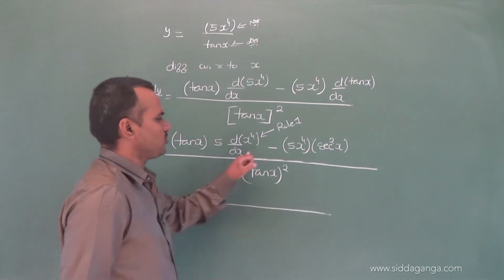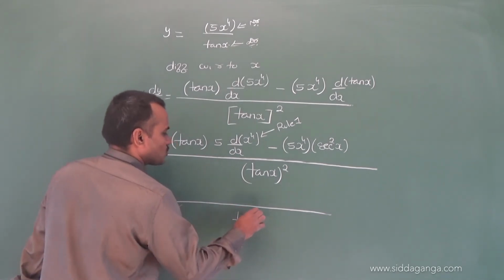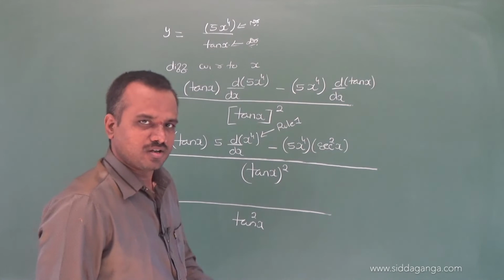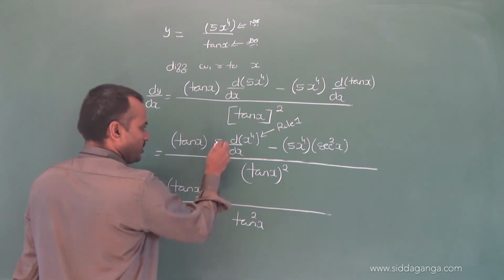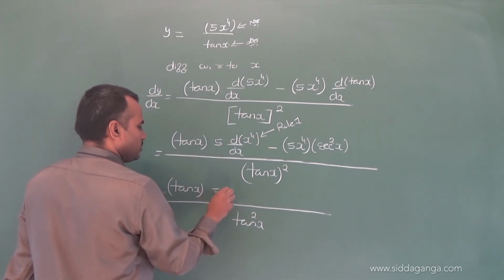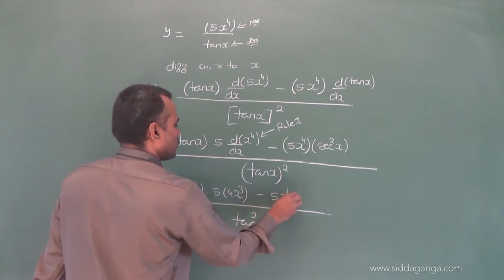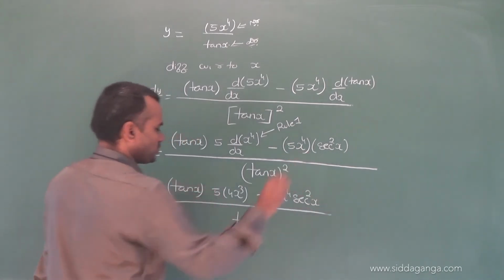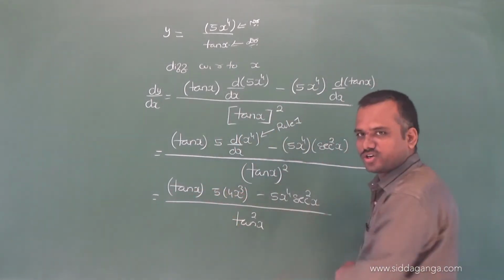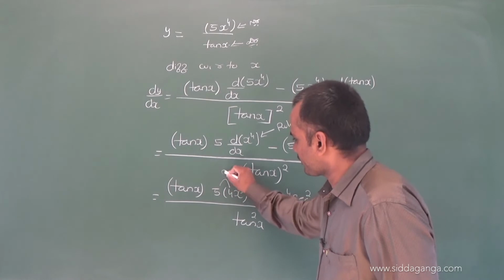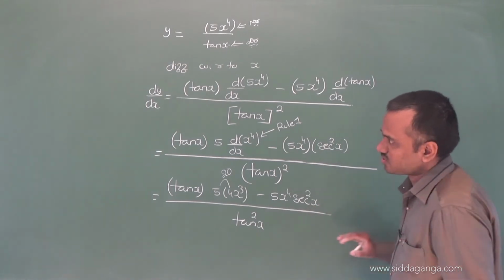If you want, write directly here, no problem. For practice, I write each step. Tan x whole square, or tan square x. Tan x into 5 into 4 x cube, minus 5 x to the power 4 into secant square x. 5 into 4 x cube, observe here, 5 into 4 means 20 x cube. If you want, you write 20 x cube minus 5 x secant square x.